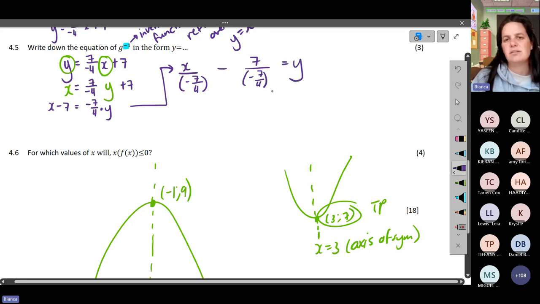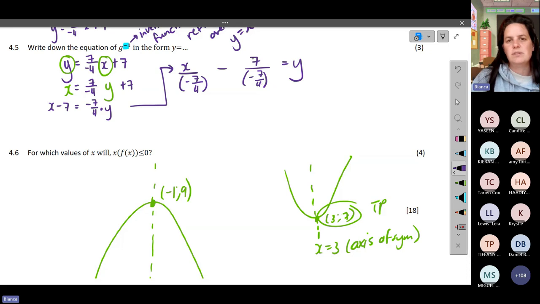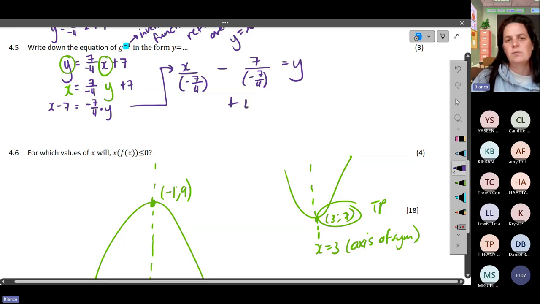But obviously, we need to simplify this. This one you can just type into your calculator: 7 divided by negative 7 over 4. The 4 would come up, the 7s would cancel, so this will be positive 4.